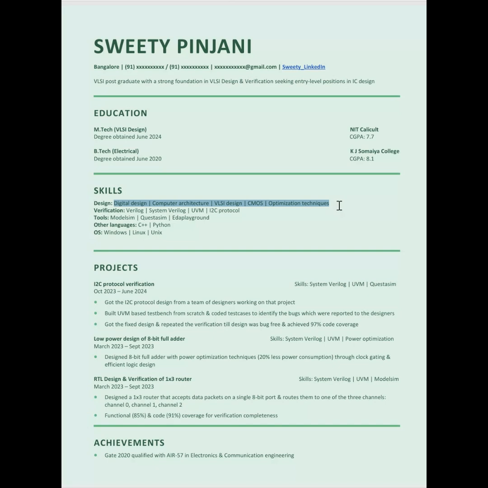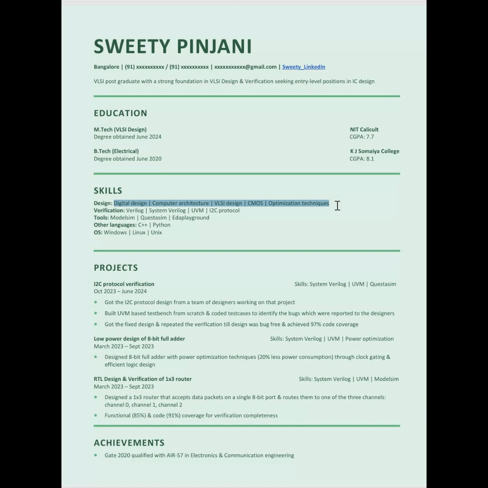So whatever you are putting, of course you should put the required skill sets, because all these are important things. At least digital design, computer architecture, VLSI design, these are very basic design skill sets for a candidate with a master's degree in VLSI. Of course you should put this, but you should also revise. In case you forgot the concepts, you should revise it before the interview so that you are able to answer the questions.